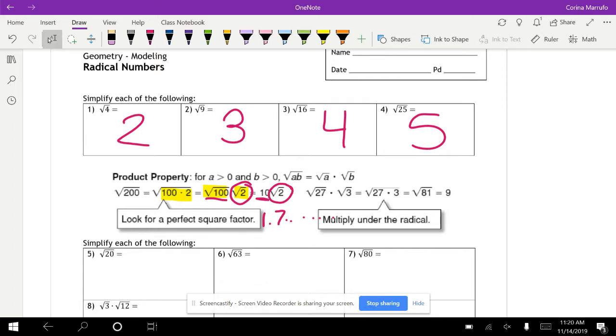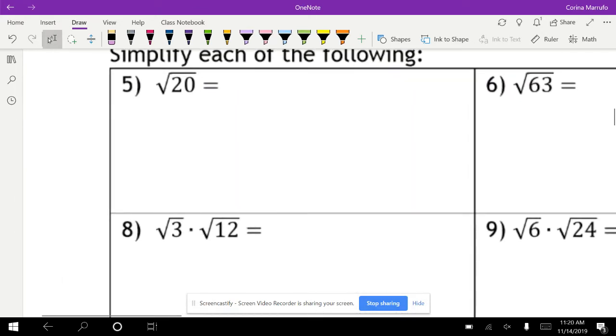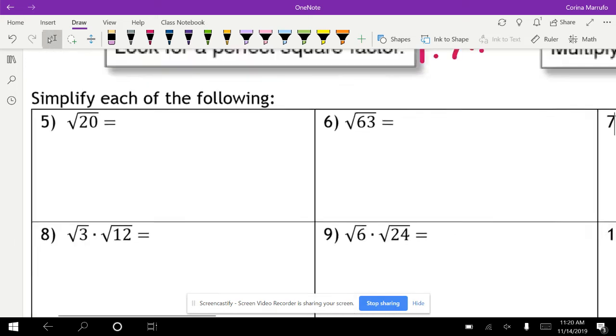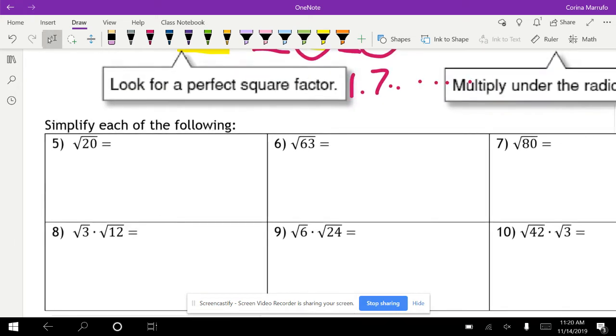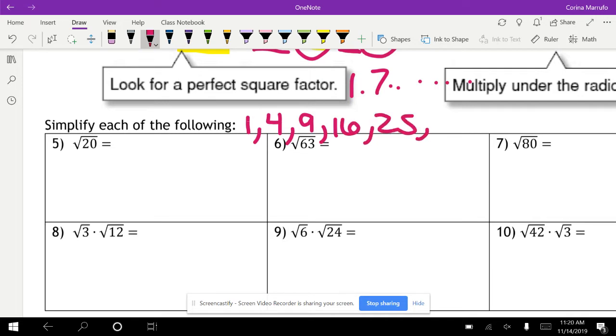So I'm going to do some examples so it makes a little bit more sense. All right, so the first one, we have the square root of 20. So we need to keep these numbers in mind, which are your perfect squares. So 1 squared is 1, 2 squared is 4, 3 squared is 9, 4 squared is 16, 5 squared is 25. You need to make sure you copy down these numbers.